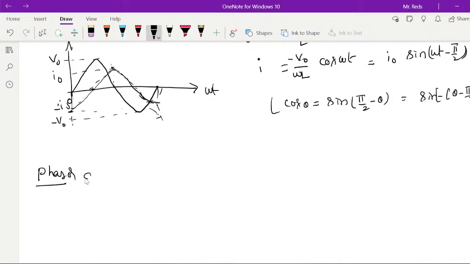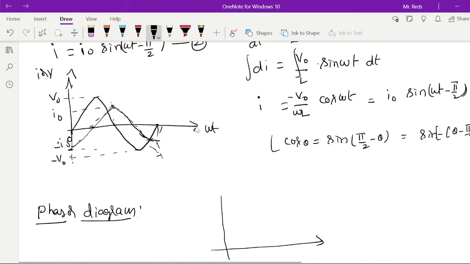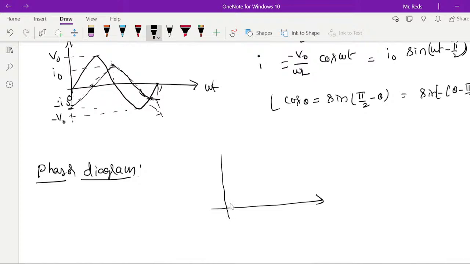Phasor diagram for the same. For a pure inductive circuit, how to draw this: consider the horizontal direction as the reference, and current, as you have understood here, is lagging behind potential, and it is having positive value. Let us consider the current value is this I naught, and the potential is ahead of current by an angle of pi by 2 radians or 90 degrees. This is V naught, this is I naught. So this is how we can represent the phasor diagram for this.